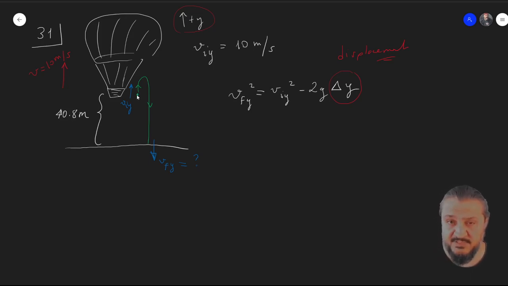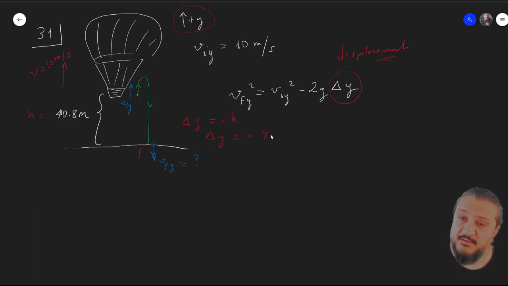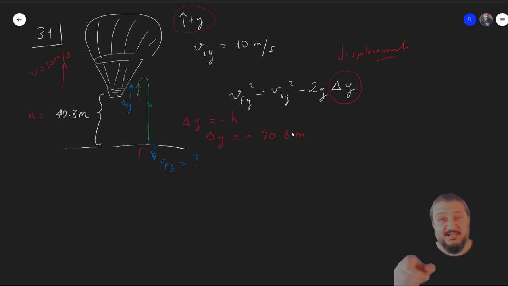Going from this initial point to this final point, delta y is a negative number. We're given the height of the balloon, so we just make it negative to find delta y. If you call this h, this is negative h. So delta y is negative 40.8 meters.